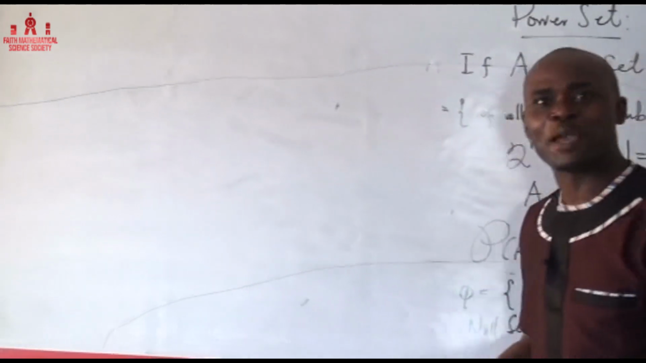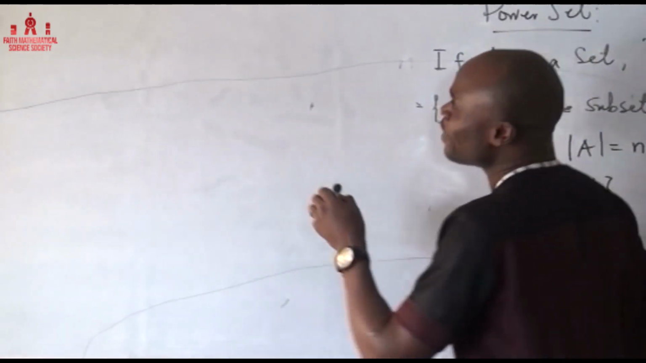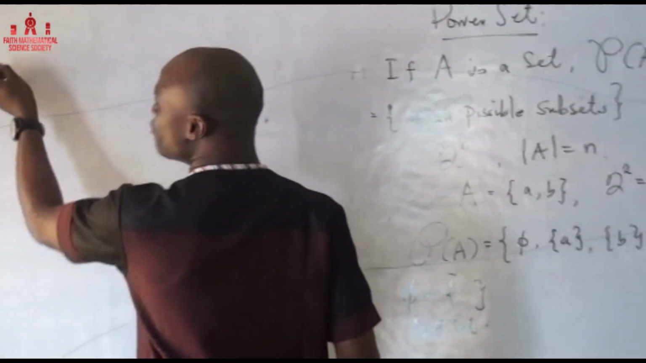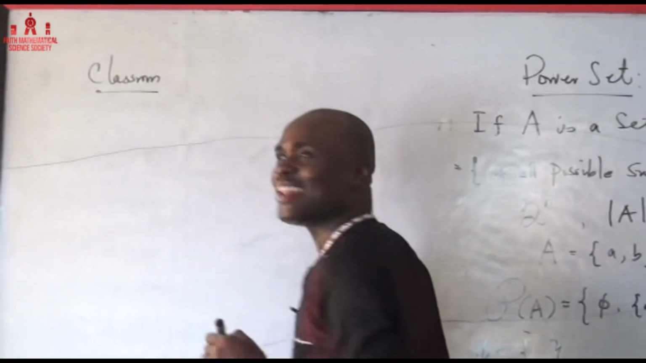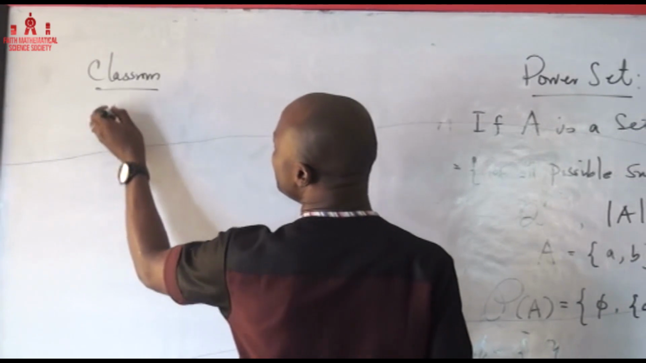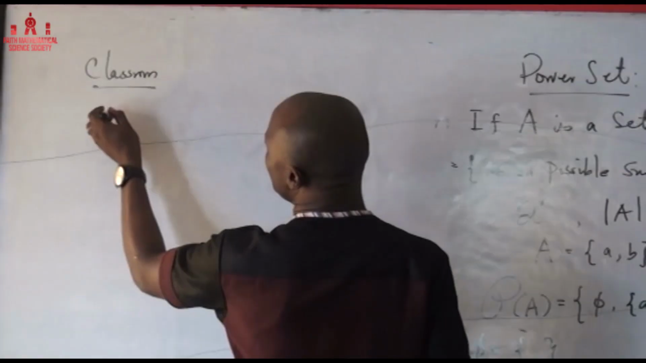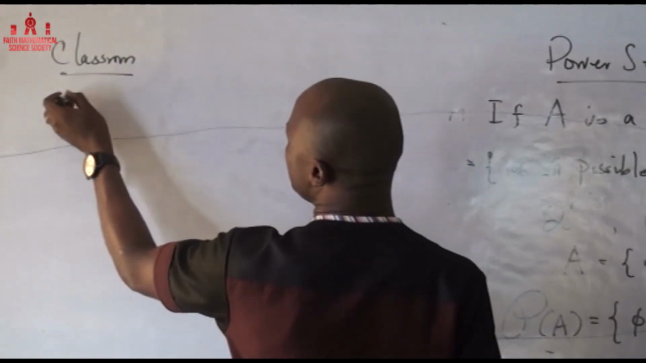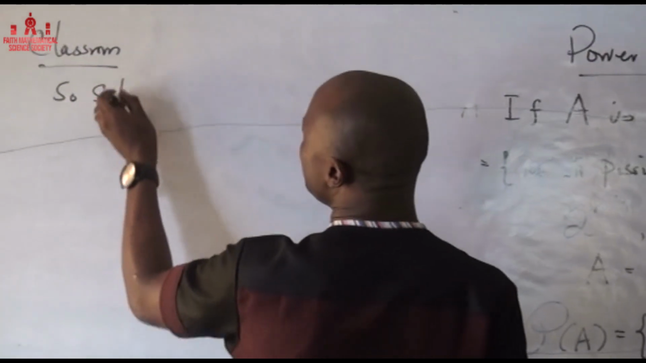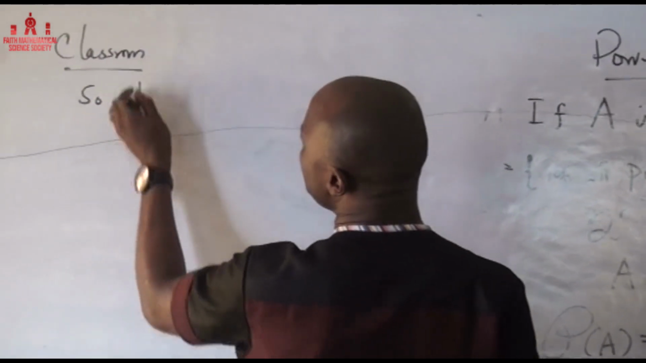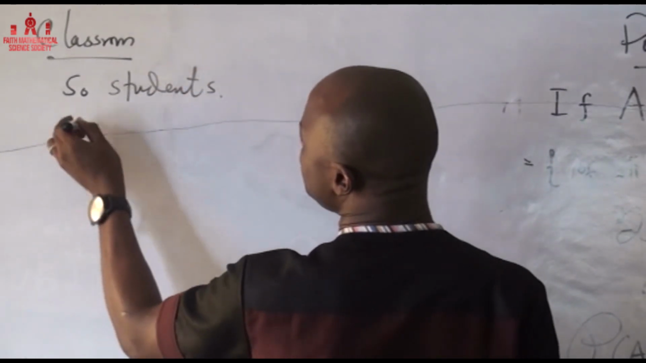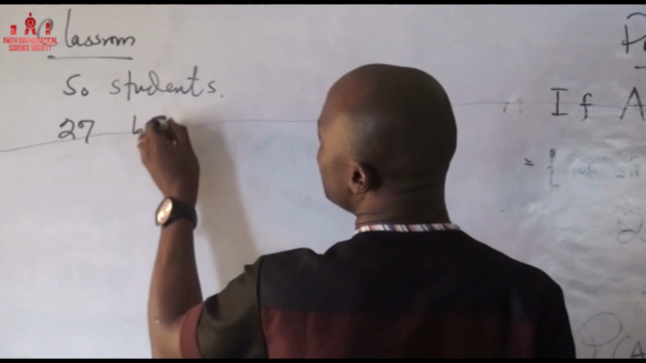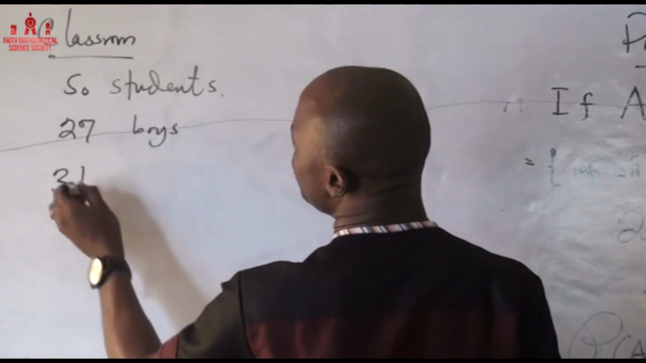So we end with the application. And what is the application? Let us consider a classroom. In that classroom, we have 50 students, and we have 27 boys and 31 girls.